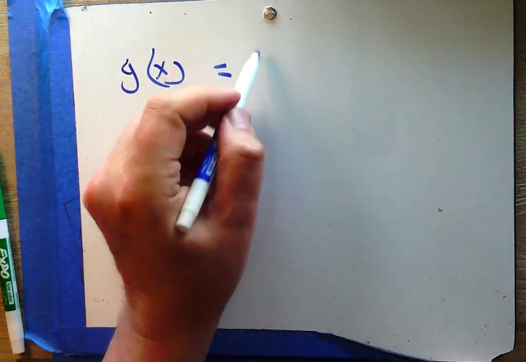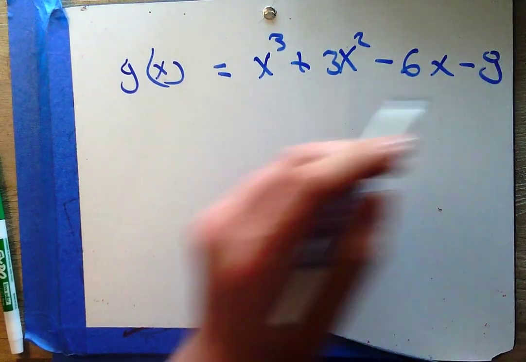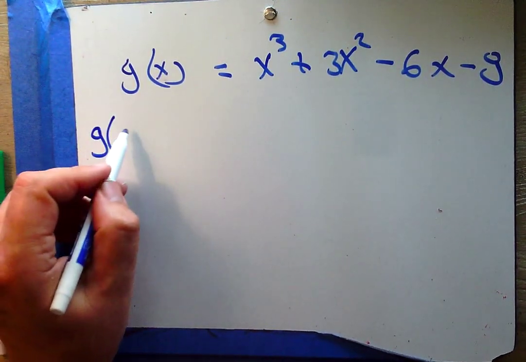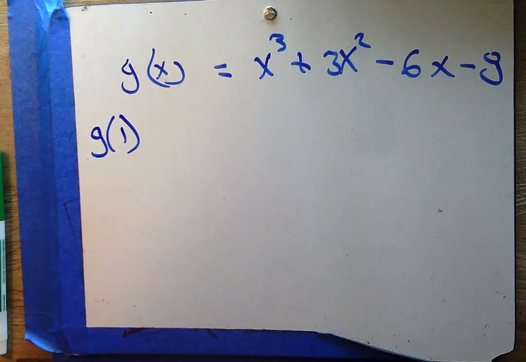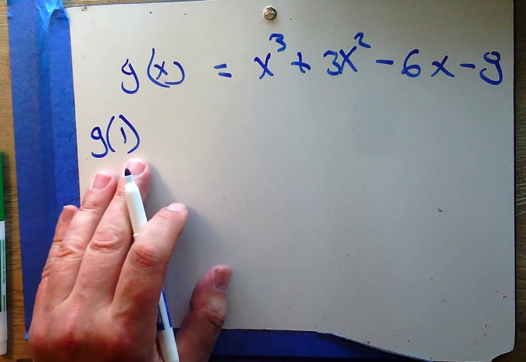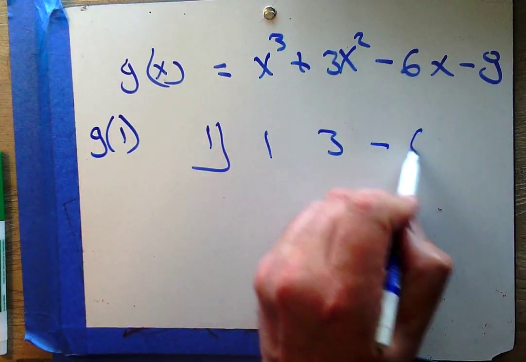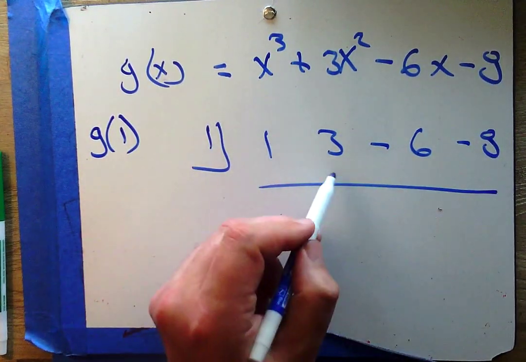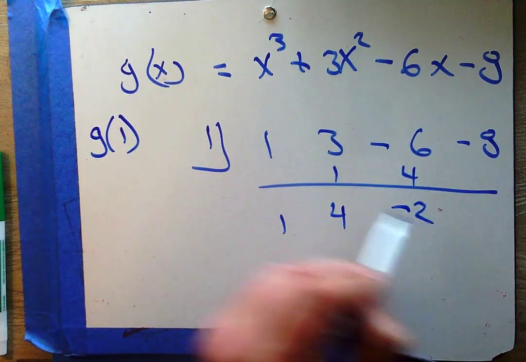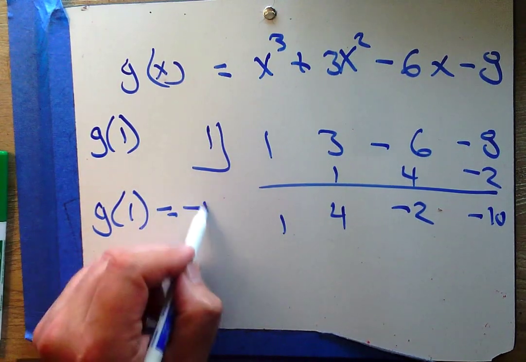All right, so we're almost done with the review. Here's g of x: x cubed plus 3x squared minus 6x minus 8. All right, find g of 1. And of course, I want to know what g of 1 means graphically in this situation. Okay, so 1, 1, 3, negative 6, negative 8, 1, 1, 4, 4, negative 2, 2, negative 10. g of 1 equals negative 10.